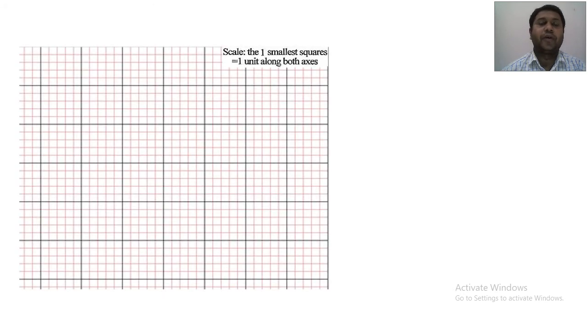Now we are going to plot on the graph paper. Look here, this is our graph paper. Here, one smallest square equals 1 unit along both axes. So we are using one smallest square equal to 1 unit. You have to understand, these are our two axes, the x axis and the y axis.